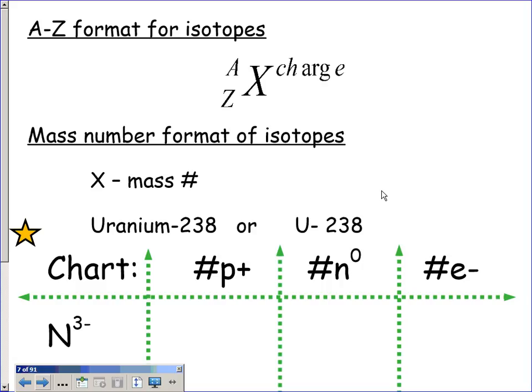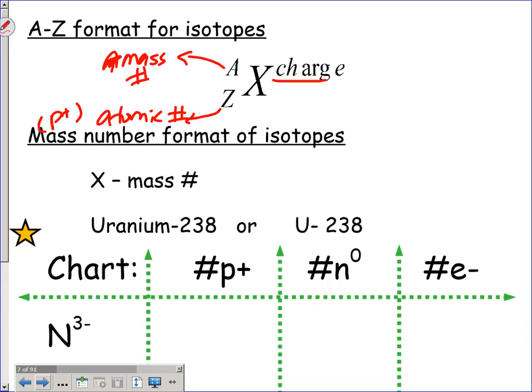Nitrogen -3. Here's your isotope notation. What does the A number mean? Atomic mass. Okay, so this up here, A, is the mass number. Z is the atomic number, which gives me protons. And then the charge is up here, which is going to be based on what? Changes in electrons, right?